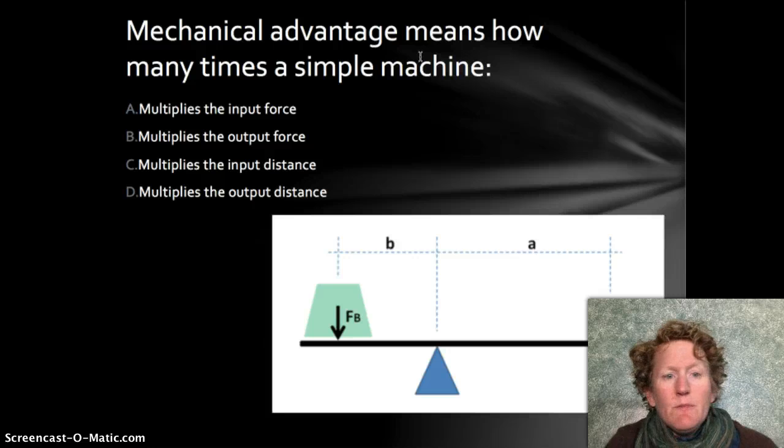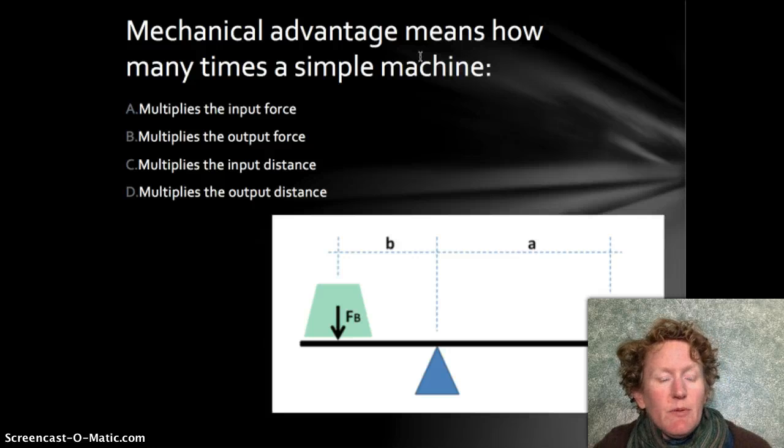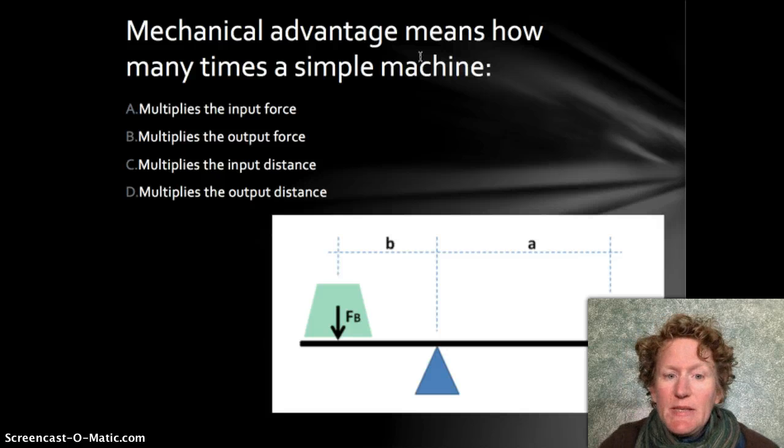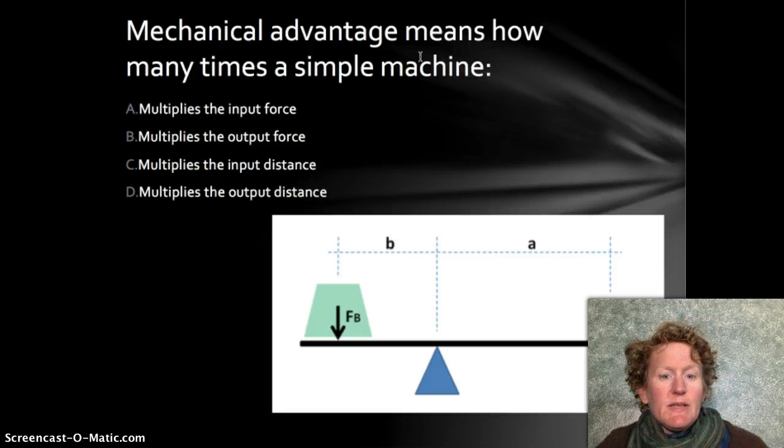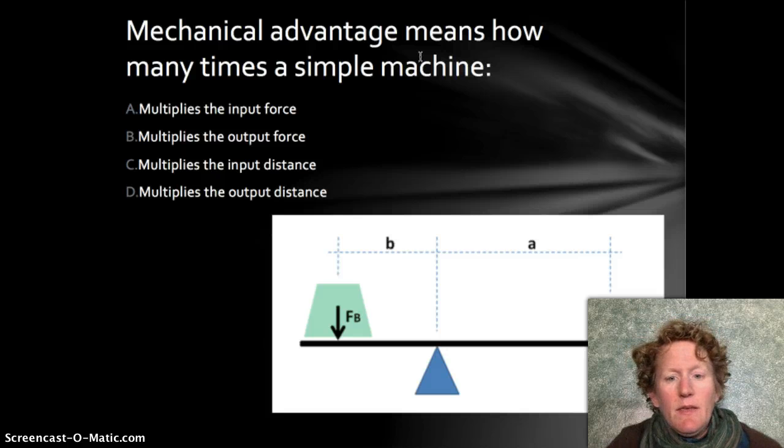Mechanical advantage means how many times a simple machine what? Multiplies the input force, multiplies the output force, multiplies the input distance, multiplies the output distance. Think about it. Which side here is going to have the most mechanical advantage?